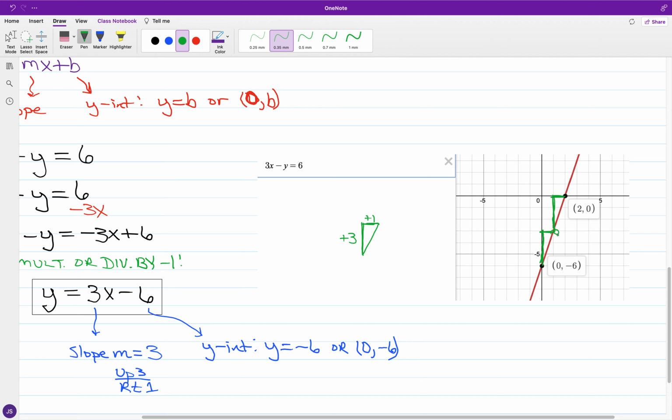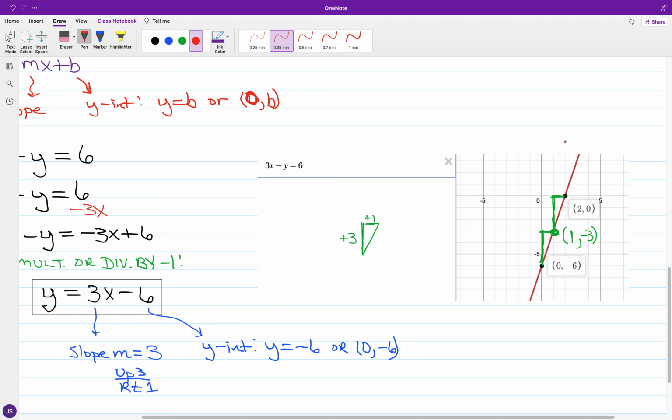And if I were to throw in an in-between point, if I go up 3 units, I'm going -6 plus 3. It's going to be -3, and shifting over to the right, you have 0 plus 1 is 1. So you have an in-between point at (1, -3). And so you go up 3, right 1, and then up 3, right 1 again. And so we get to our x-intercept, which is going to be at (2, 0).